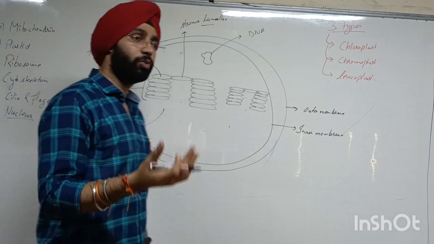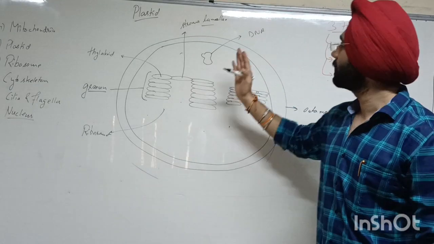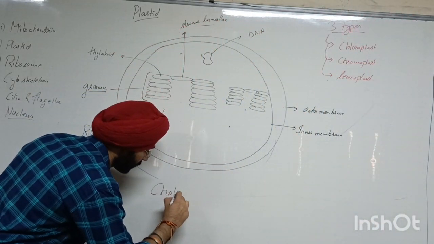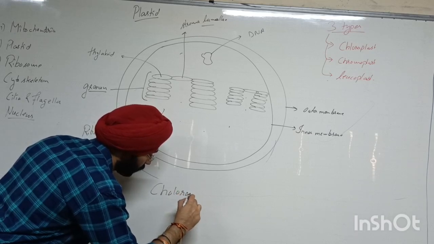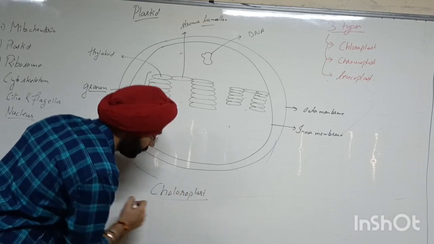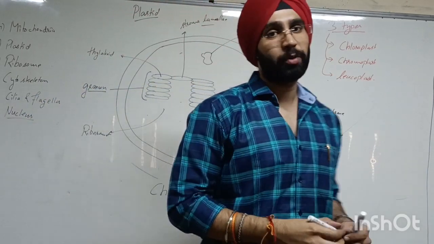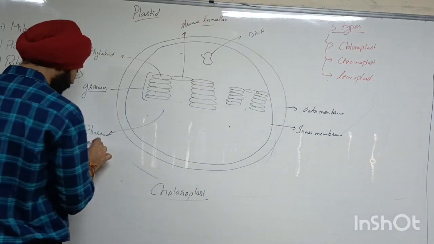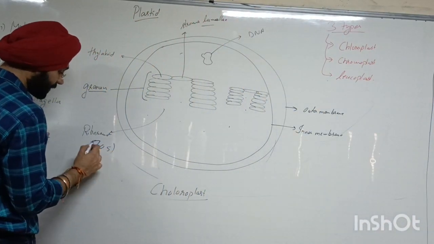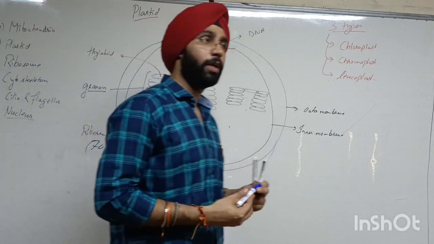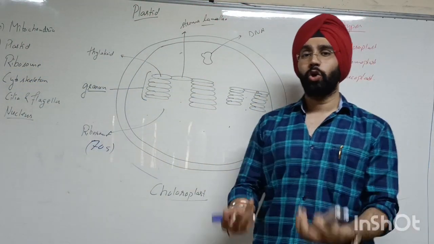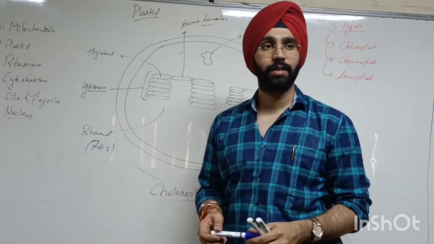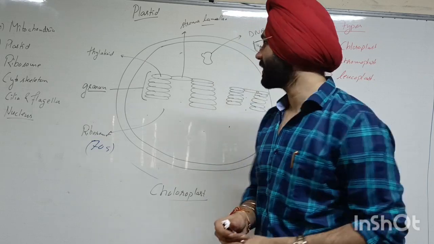A special type of ribosome is present in the plastid of chloroplast. Actually, it is the diagram of chloroplast. The special type of ribosome present in chloroplast is of 70S type, which is the same as the ribosome of mitochondria. But when we talk about the eukaryotic cell, you can see 80S ribosomes are present.